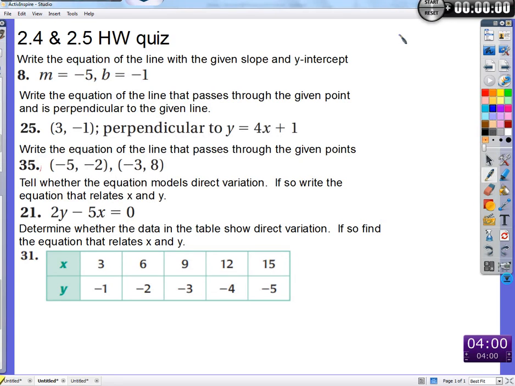Okay. So the most common form of the equation of a line is a what form? What's that form called? Slope-intercept. We got the slope and the y-intercept.